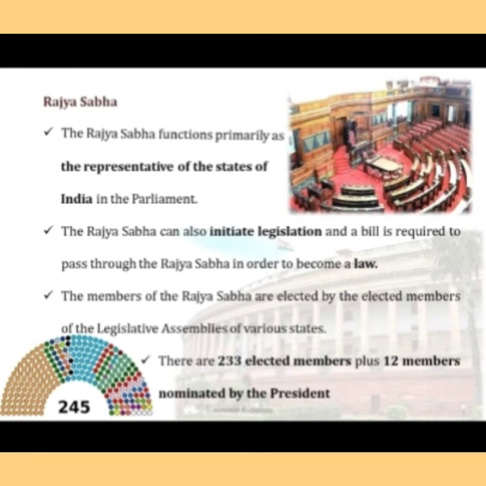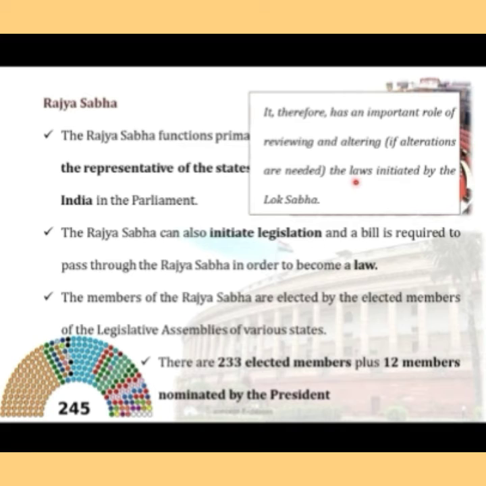Now let us discuss Rajya Sabha. The Rajya Sabha functions primarily as the representative of the states of India in the parliament. The Rajya Sabha can also initiate legislation, and a bill is required to pass through Rajya Sabha in order to become a law. If something is important, the Lok Sabha will pass the bill. What is the duty of Rajya Sabha then? It has an important role of reviewing and altering the bill if required. Then the bill will be initiated as law.